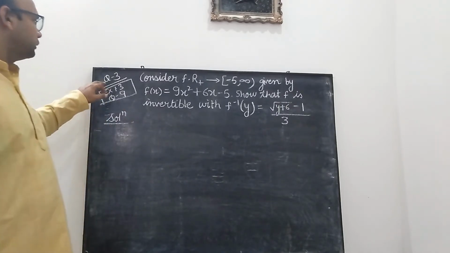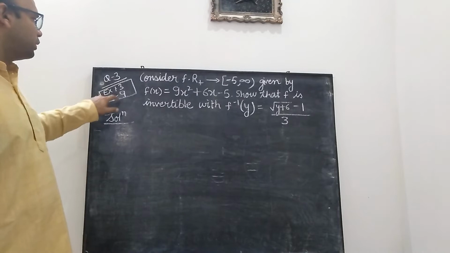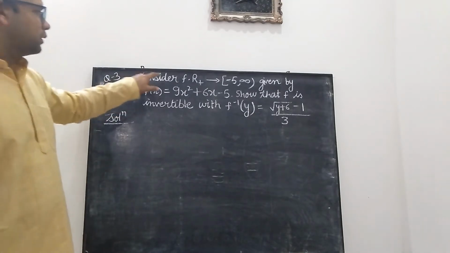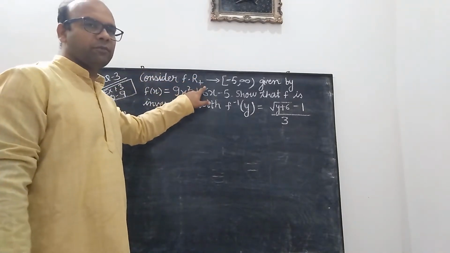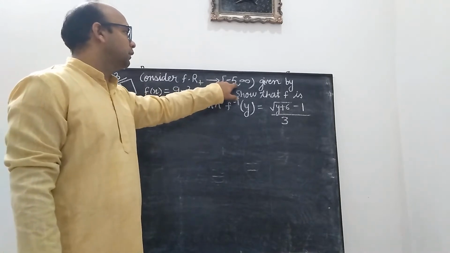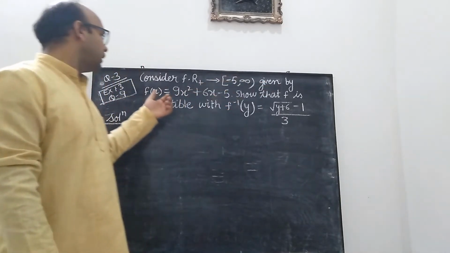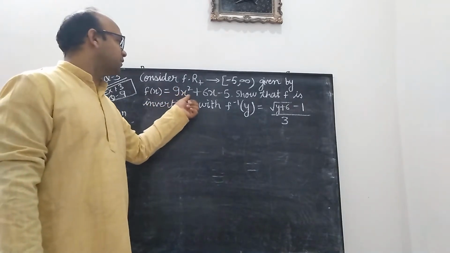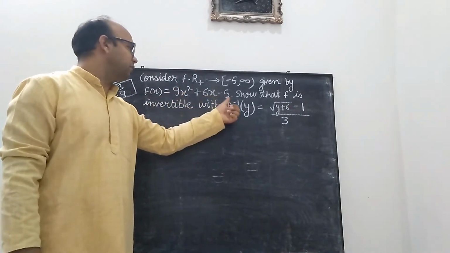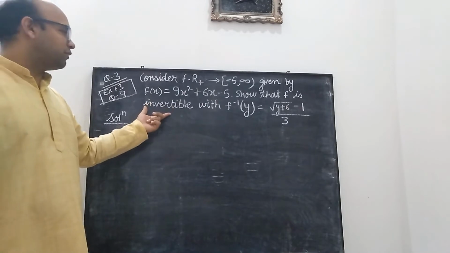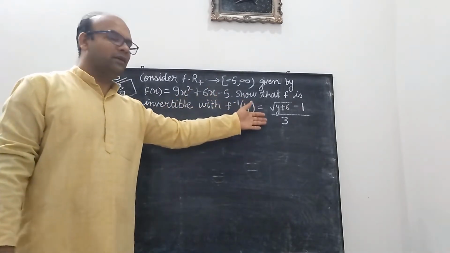Now, the next question is from exercise 1.3, question number 9. Consider a function f defined from positive real numbers to the set [-5, infinity), a semi-closed interval, given by f(x) equal to 9x square plus 6x minus 5. What we have to show is that f is invertible, with this being the inverse.